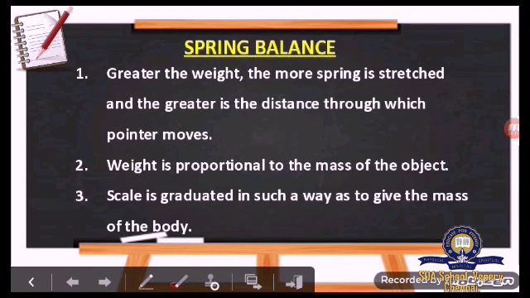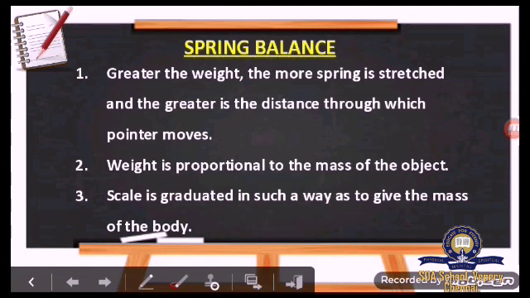Let's take some notes on the spring balance, shall we? The greater the weight, the more the spring is stretched, and the greater is the distance through which the pointer moves. Weight is proportional to the mass of the object. So, when the spring balance gives the weight, we can easily find the mass using the relation weight is equal to mg, mass into gravity, right?